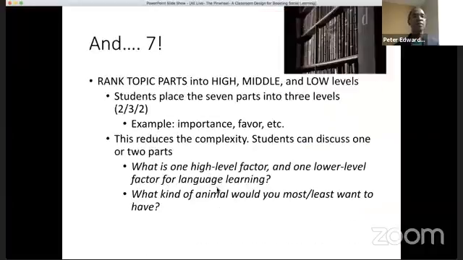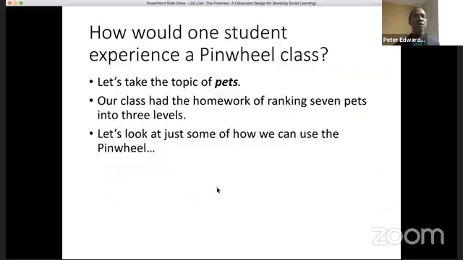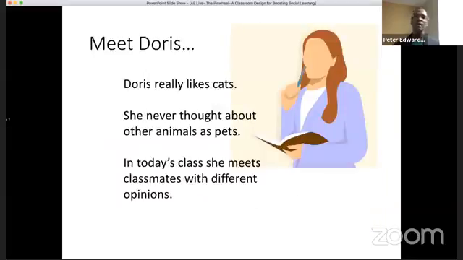We'll skip over this because we can just show what Doris is doing. Doris is coming into a class and I've given her an assignment. Her assignment is to think about pets and which pets she likes the most. I've given her 7 different choices of pets. This is the dividing of the topic that we talked about at the beginning.